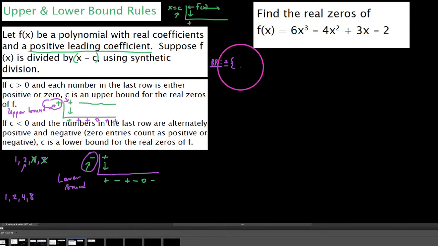And it was the set of numbers of p over q, where p is the set of factors for this constant term. So our constant term's factors are 1 and 2. Those are all the factors of 2. And we say, well, now over the factors of the leading coefficient. So we say those are 1, 2, 3, and 6. So here's our list of possible things that could work with this.